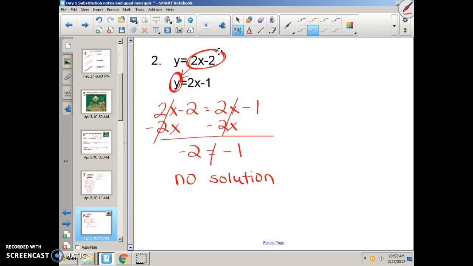So think back to those slides I showed you at the beginning. What does it mean if two graphs have no solution? That means that their lines never what? Hopefully in your head you're saying they never cross. If two lines don't cross, they don't have a place where they intersect. There's no solution. What do we call two lines that do not cross? Hopefully in your head you automatically said parallel lines. That's what it means about those two equations. Okay, y equals 2x minus 2 and y equals 2x minus 1 are parallel lines. No solution.